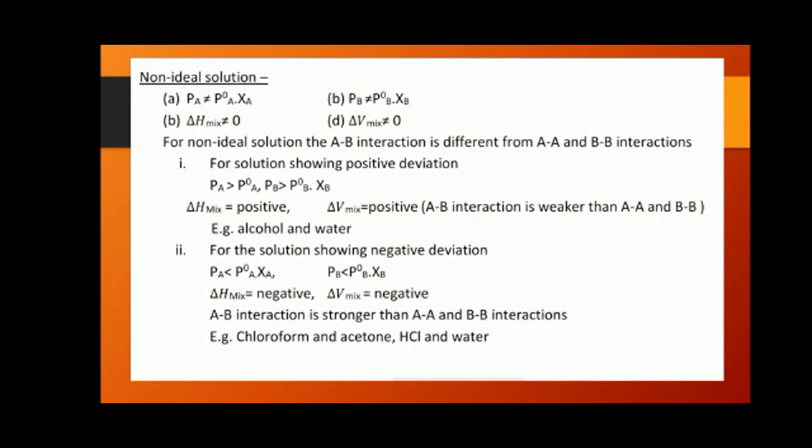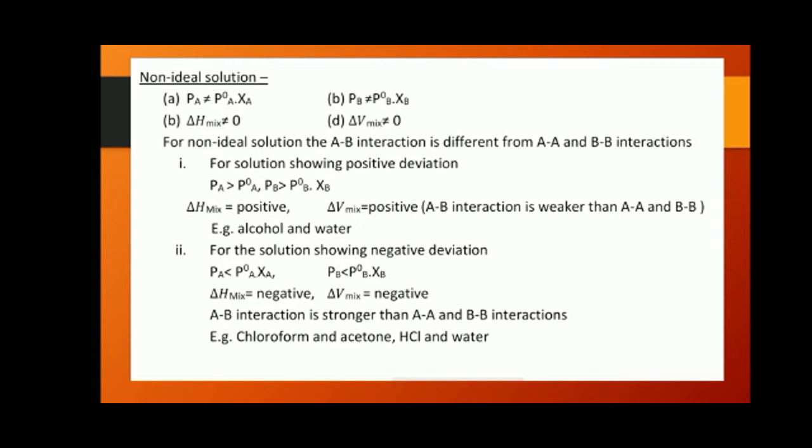Second, the solution which shows negative deviation. For negative deviation, I think all of you can now understand that PA and PB will be lesser than the product of the constant and its mole fraction, whereas the enthalpy of mixing and volume of mixing will be negative, meaning less than the original one.